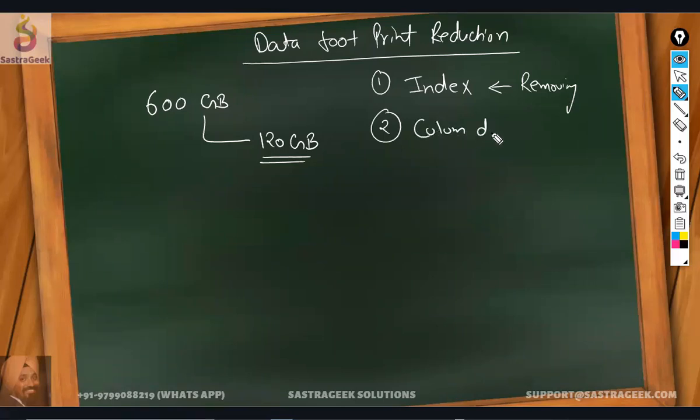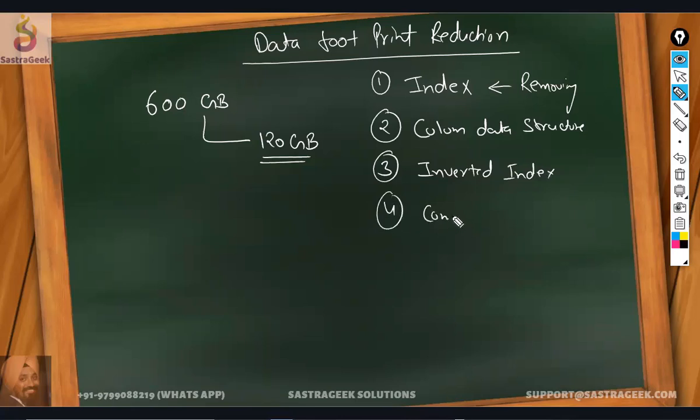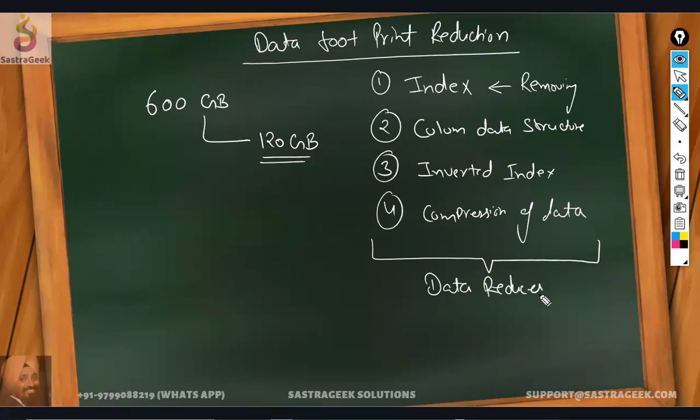Column data structure. Inverted index concept. And compression. These all four together make sure that data reduces, but still performance increases.